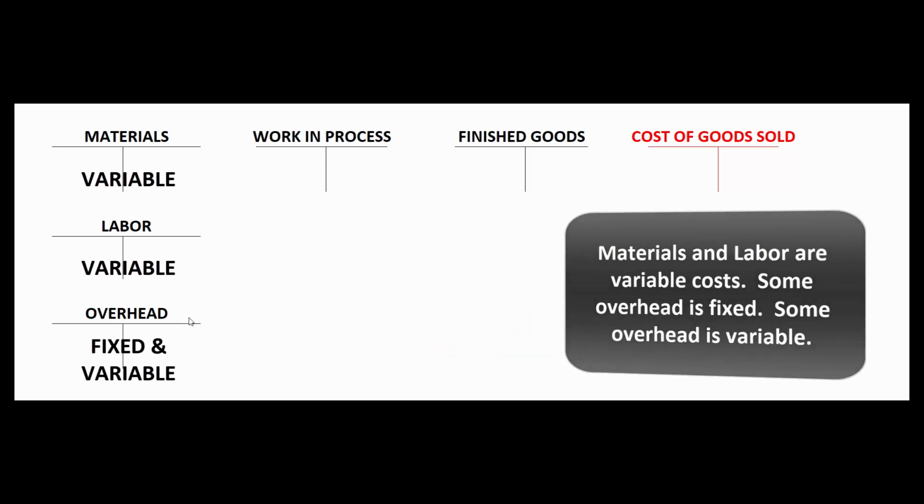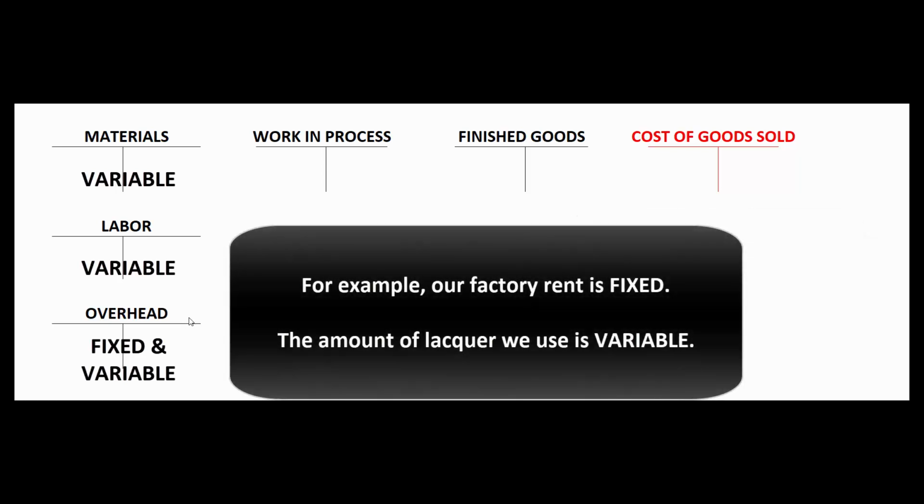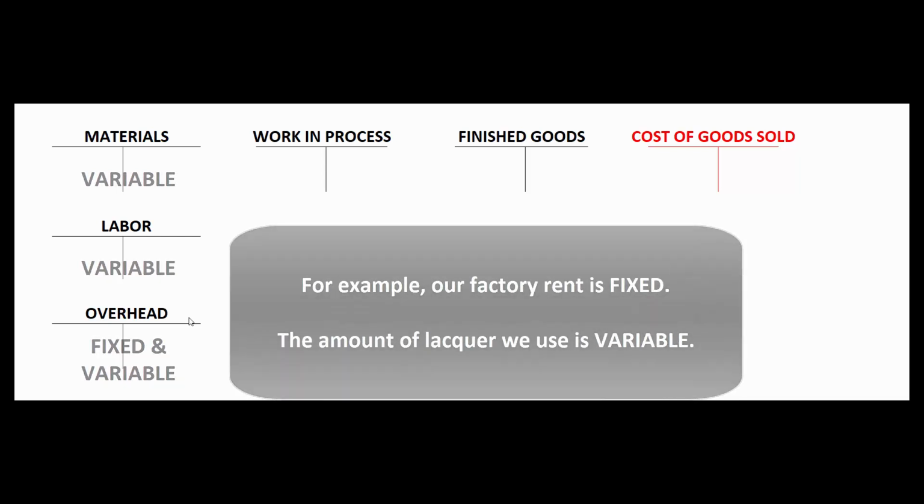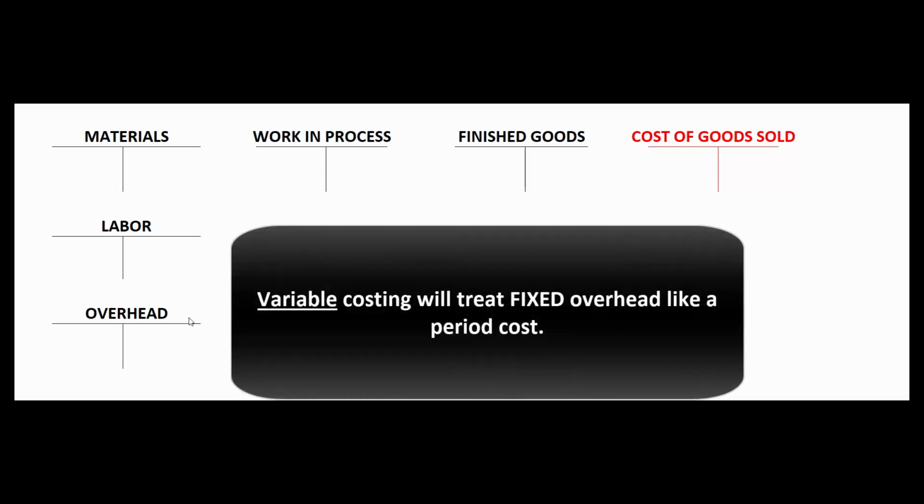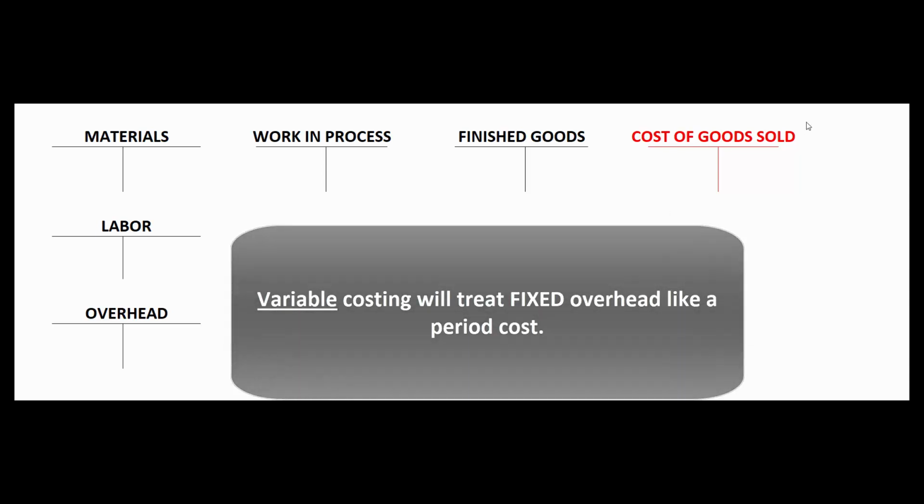So, for example, think of our rent on our factory. No matter how many units we make, that rent is fixed. Think about the lacquer that we put on our tables when we manufacture them. That's a variable overhead cost. The more tables we make, the more lacquer we use. And so later on, we'll talk about maybe we should treat that fixed overhead a little bit differently because we're going to incur it no matter what.